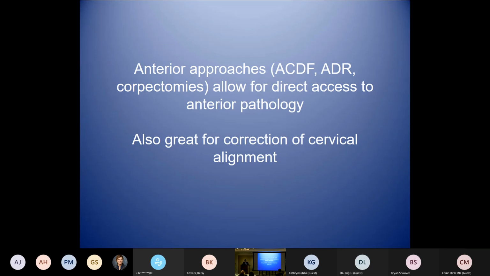So for this, I chose an anterior approach. And anterior approaches like an ACDF or a disc replacement or a corpectomy, these are very, very good approaches for direct access to anterior spinal pathology. So for somebody that has a disc herniation or some other pathology pushing on the front of the spinal cord. And anterior approaches, especially ACDFs and corpectomies, allow us to correct cervical alignment much, much better than a posterior only operation.